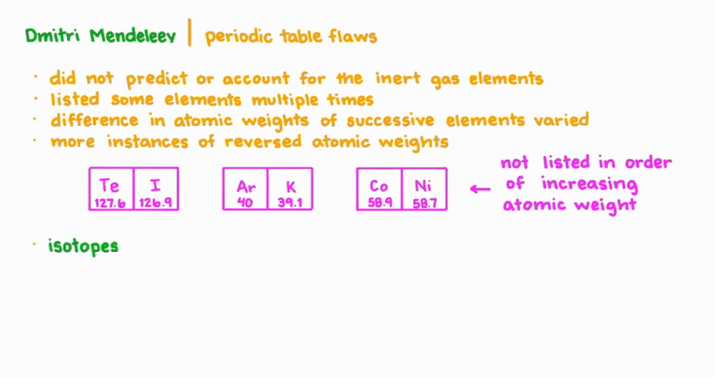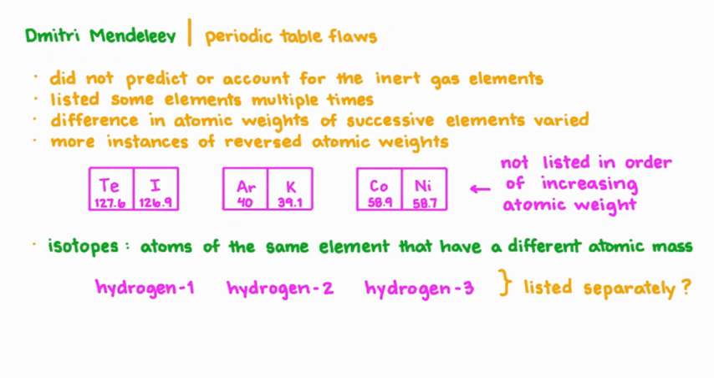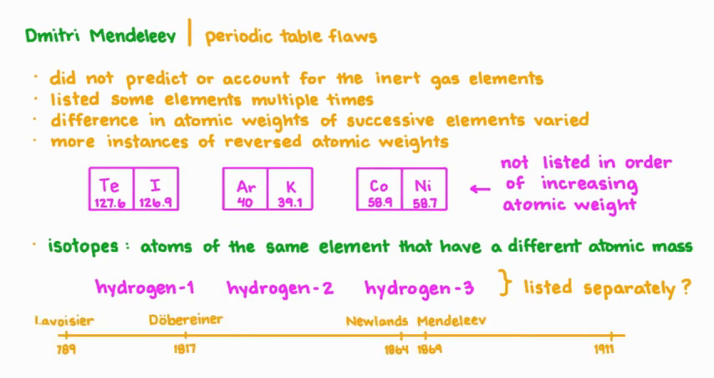The existence of isotopes was yet another complication. Isotopes are atoms of the same element that have a different atomic mass. For example, some atoms of the element hydrogen have an atomic mass of 1, some have an atomic mass of 2, and others have an atomic mass of 3. If the periodic table is organized by atomic weight, then each isotope of an element might need to be listed separately. Major discoveries in the early 1900s would help to solve many of these issues.